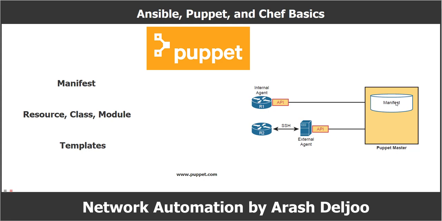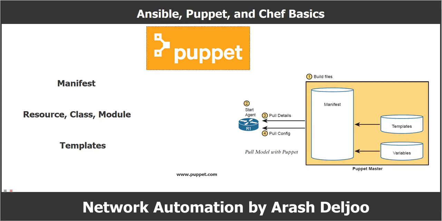Look here, we configure the manifest on the Puppet master, and if you have the agent on the router, on the device, you can directly configure the router. But if the router or the OS doesn't support the Puppet agent, we can use the external agent. We will send the manifest to the external agent, and after the SSH connectivity, the manifest can be configured on the router too.